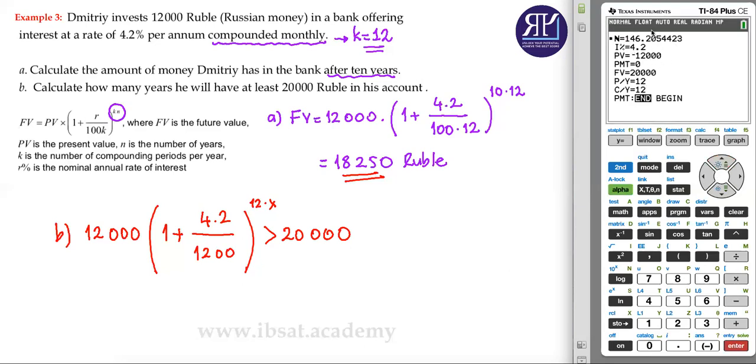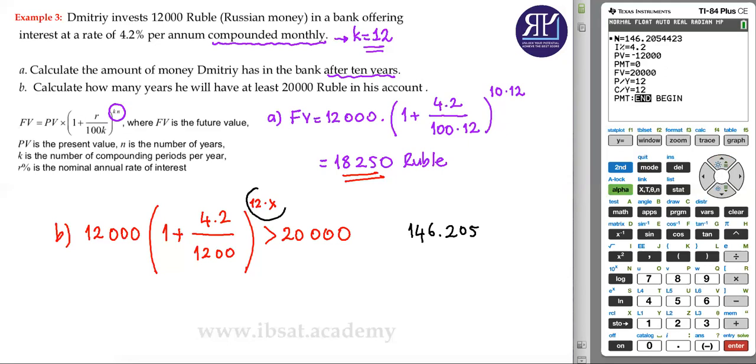We find the answer here, 146. Actually, we may change it to 147 as well, but let's take the number here approximately. We know that it will be equal to 12x, because the question is how many years. Here x means years, and we divide both sides by 12.